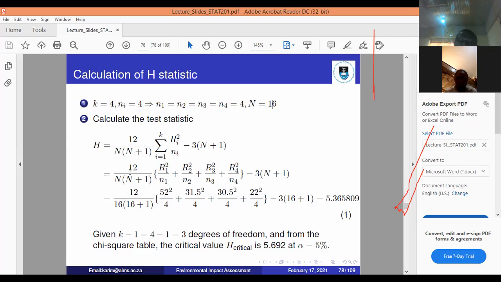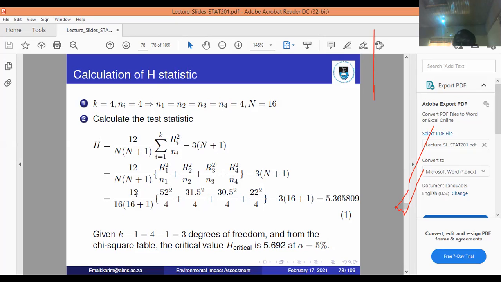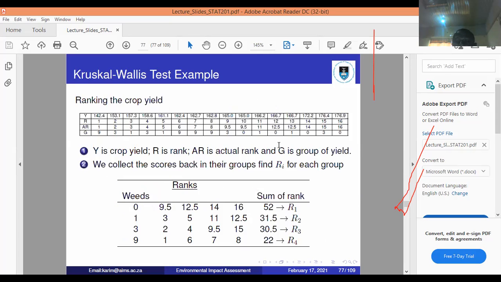We have 12 divided by n times n plus 1, then rank 1 squared over n1, plus rank 2 squared over n2, plus rank 3 squared over n3, plus rank 4 squared over n4, minus 3 times n plus 1. Let's substitute the values. We have 12 divided by 16 times 16 plus 1, and rank 1 is 52, squared.